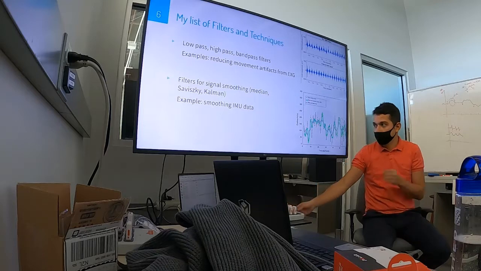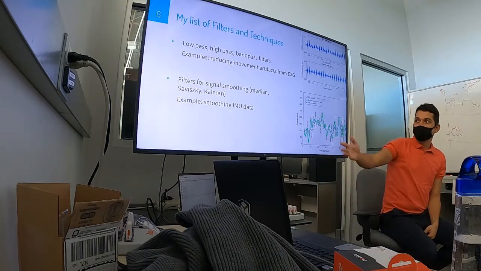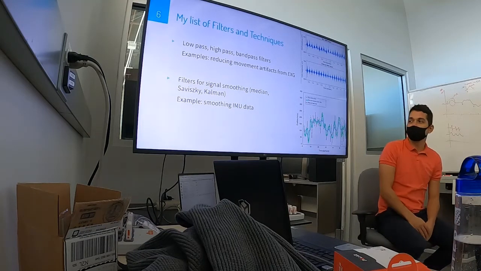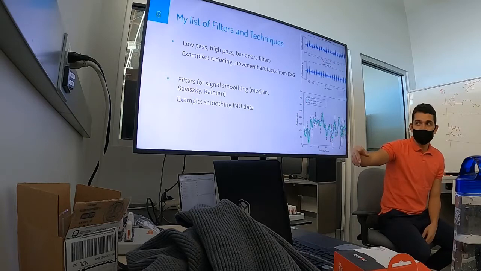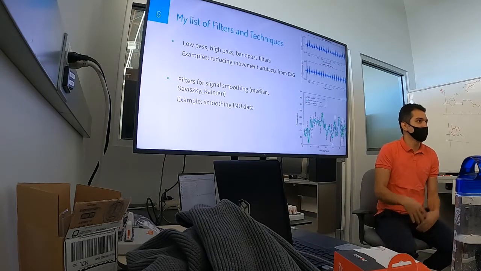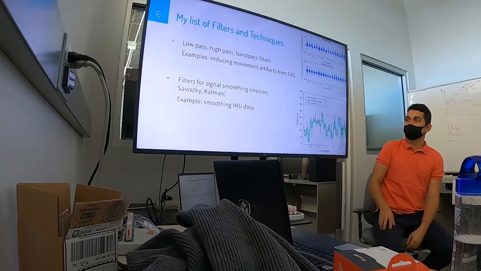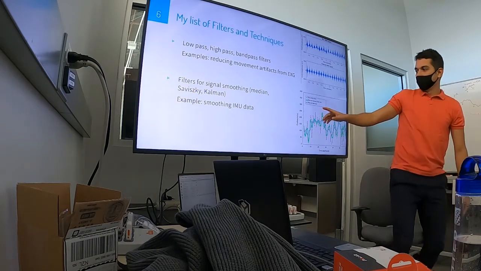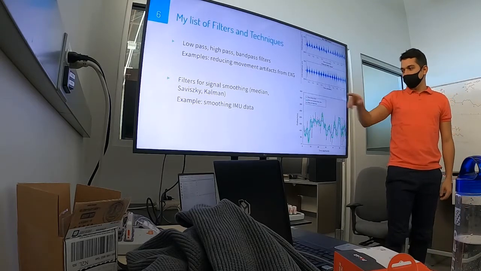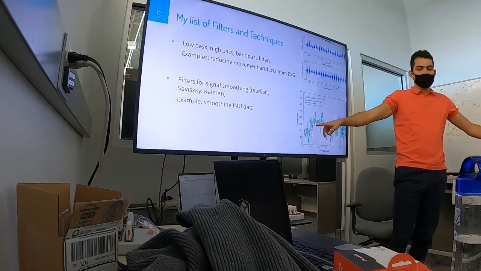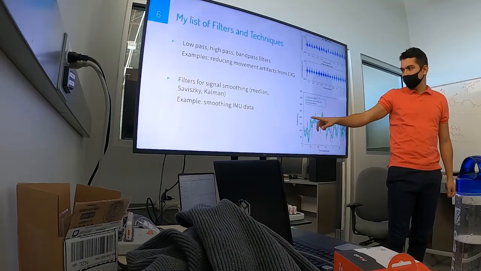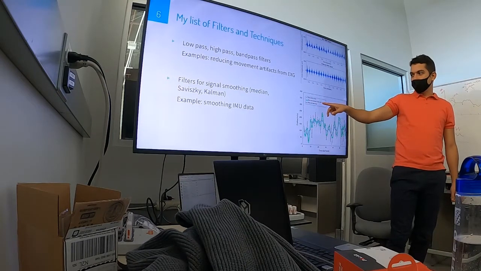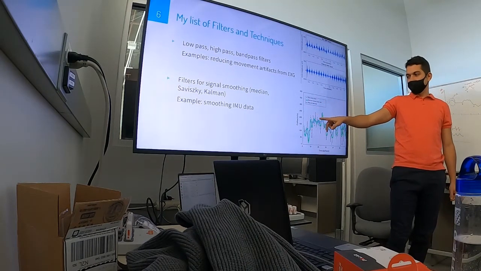For smoothing those signals you can use filters like the median; Kalman is an entire world of filters, but they also use it a lot. Savitzky, another Russian scientist, I think, also worked a lot with those filters, and there's plenty of implementation there. Here's a good example: you have the data without filtering, pretty similar to what we saw on Christina's signal, with a lot of peaks going on here. When you apply a specific filter, you can see the tone of the peaks.